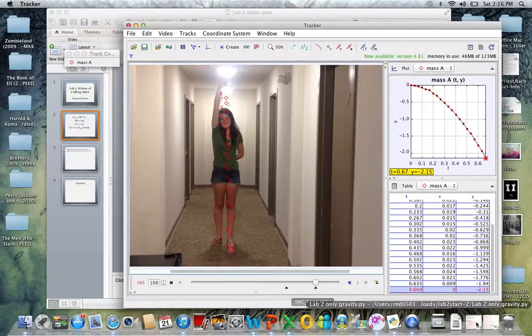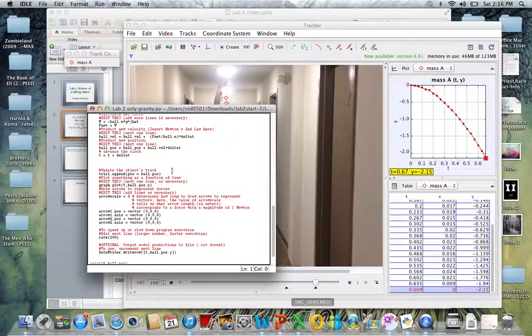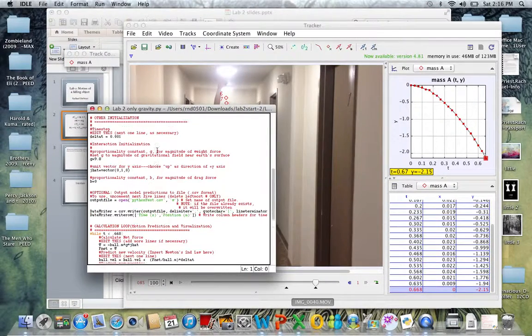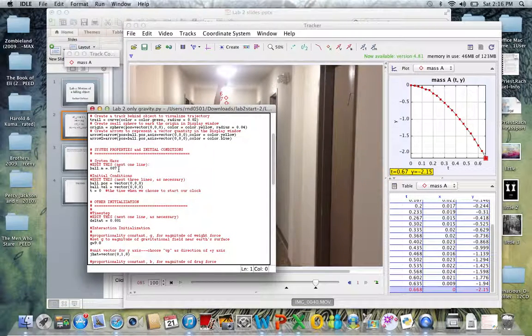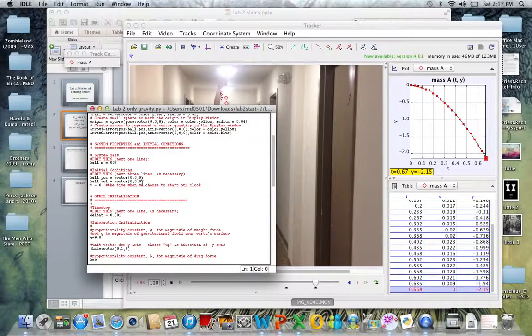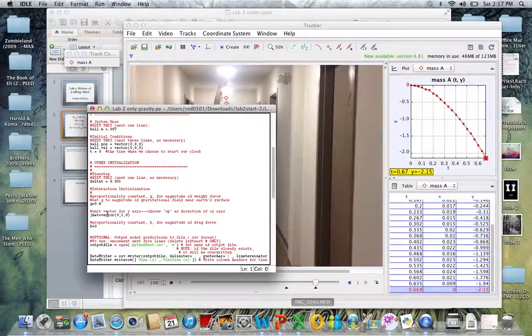I then used VPython to create a computer model of the ball's motion if gravity were the only force acting upon the ball. Here we can see that I added in the ball's mass of 0.007 kilograms, the initial position, which is 0, 0, 0, and the initial velocity being 0 because the ball was dropped from rest. I made my time step 0.001 seconds to make sure I had plenty of data points, and the acceleration due to gravity 9.8 meters per second squared.